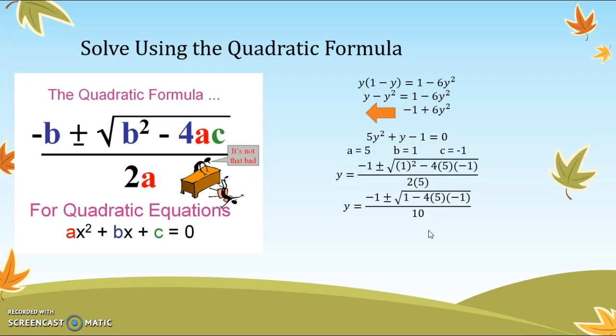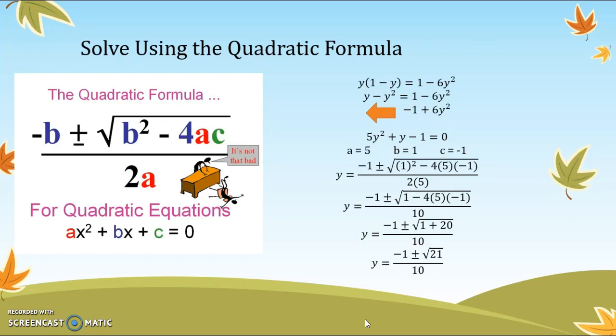I'll take -4 times 5, which we know is -20, times -1 is +20. So on the inside now I have 1 plus 20. I can go ahead and add inside my radical. So 1 plus 20 gives me 21. I cannot reduce the square root of 21. So at that point, I see that we can't simplify any part of our fraction. So we're done with our two answers here, -1 plus the square root of 21 over 10 and -1 minus the square root of 21 over 10.